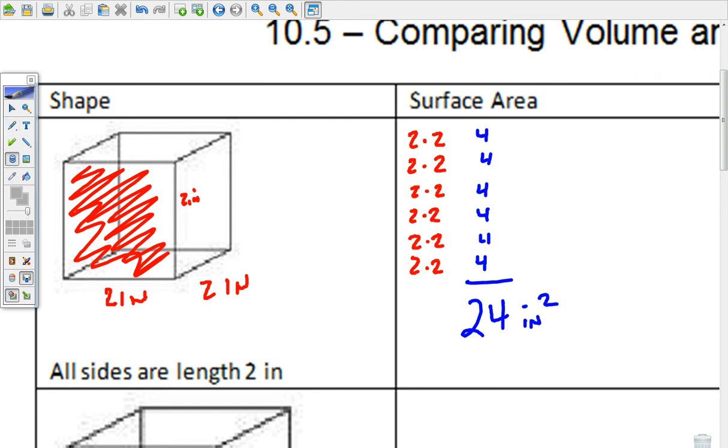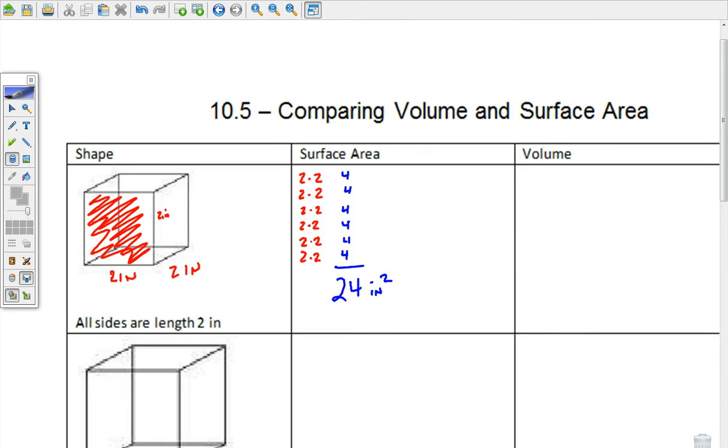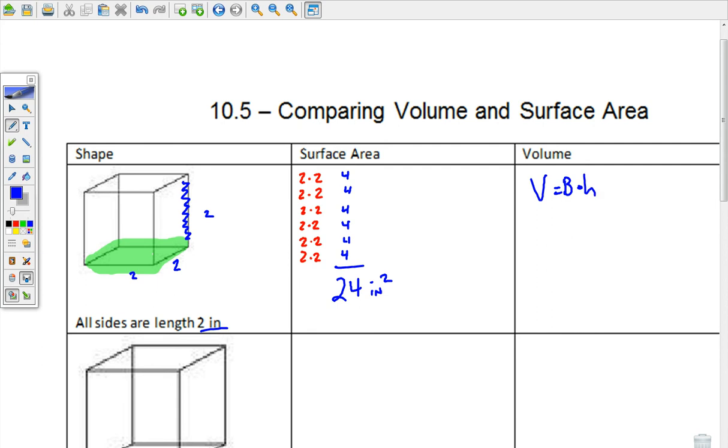Now if we look at the volume of this 2 by 2 cube, remember for volume we want to outline the base and then draw in the 3D height, which would be going up here. Once again, all the dimensions are 2, so it would be 2, 2, and 2. If we do V equals capital B times H, the area of my green square is 2 times 2, which is 4. So capital B is 4. The area of this base is 4. The 3D height is 2, so 4 times 2 is 8 inches cubed. So here the surface area is much bigger.